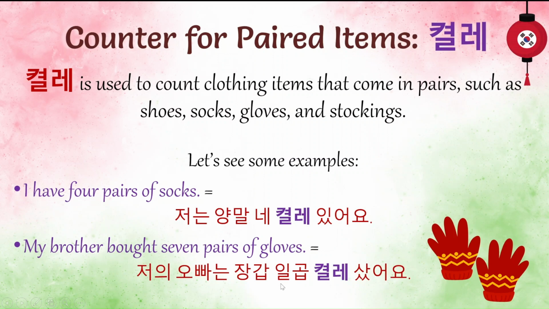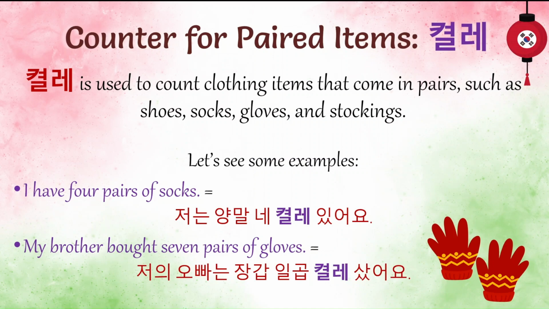7 pairs of gloves. 장갑 7켤레. You have to use this phrase. And to buy, 사다, past tense, 샀어요. This is very easy. Just know the counter word for the correct item that you're counting. Here we are counting paired items. And you know the format for using a counter in a sentence. It becomes very easy to frame the sentence once you know the remaining grammar.